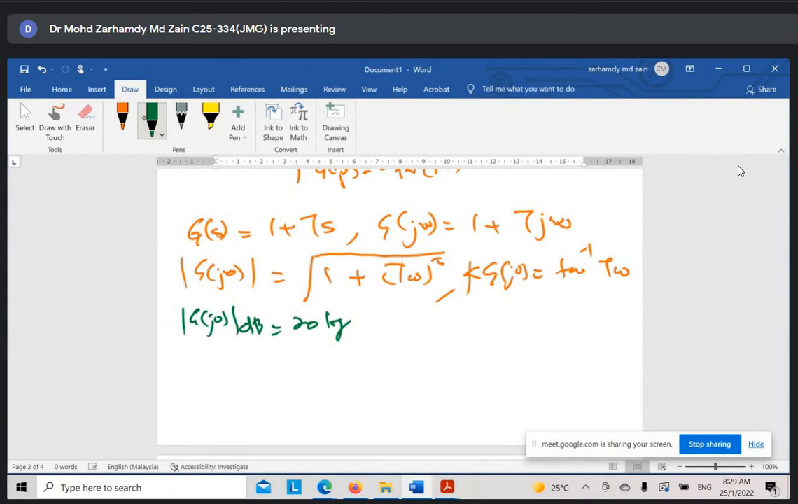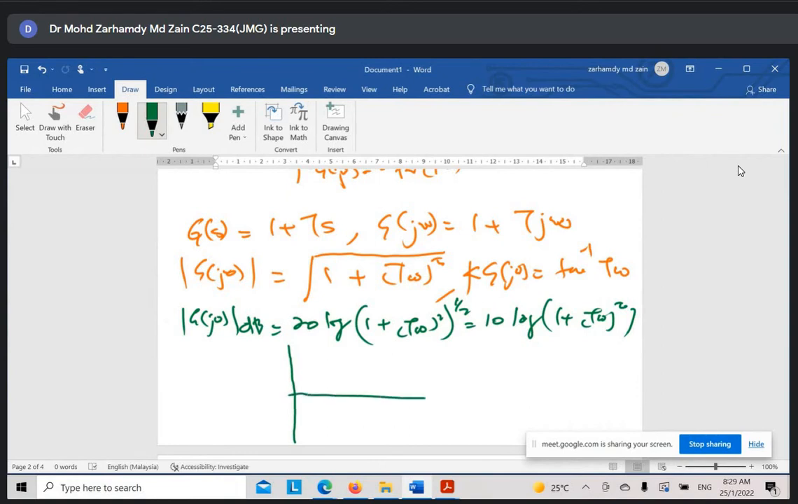So we have 1 plus T omega kuasa 2, 1 over 2, and we will get 10 log. This is just theoretical saja. Theoretical kuasa 2. Okay, that's it. So macam mana dia lukisan dia? How the concept of this 1 plus Ts looks like.